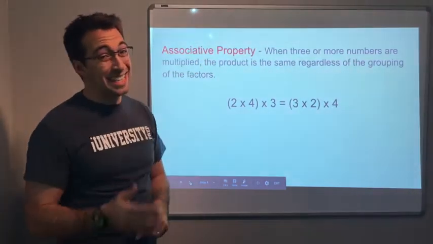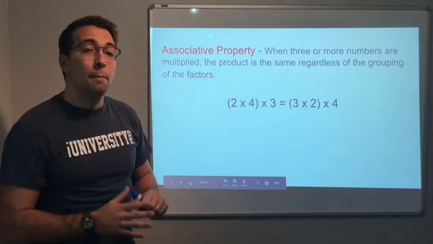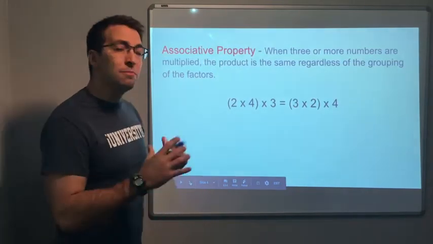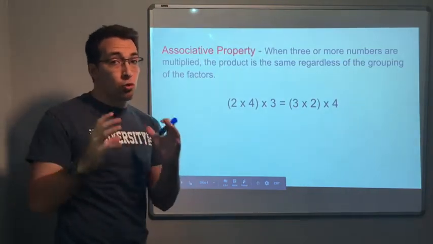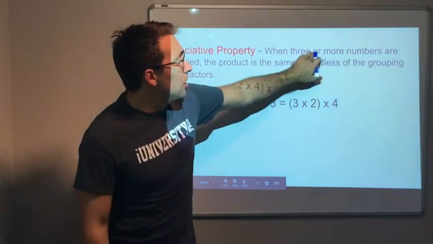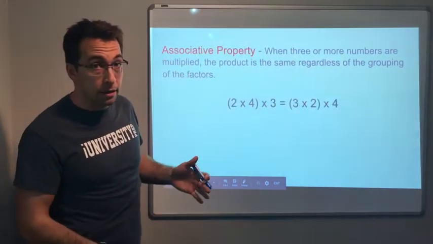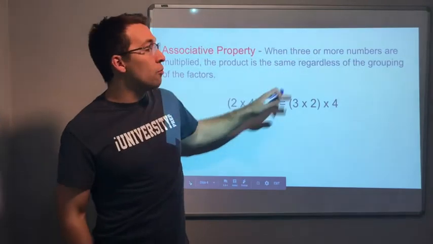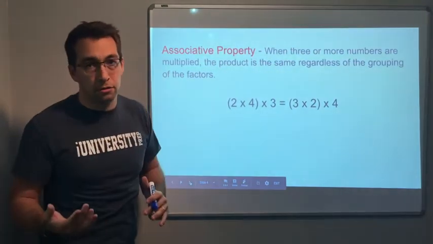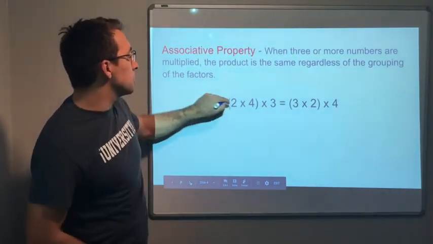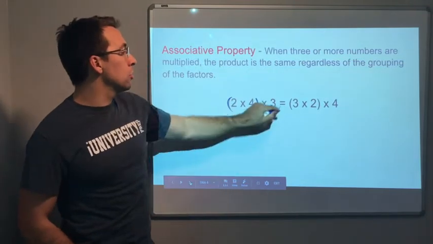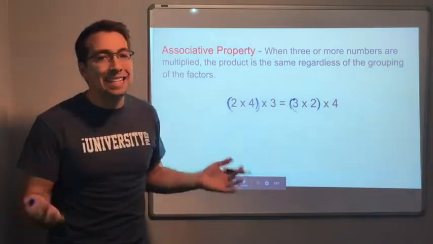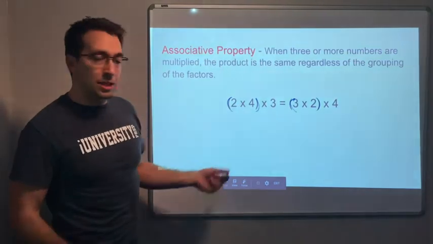Associative property. Okay, this is kind of similar to the commutative, but it's different in that sometimes you will have parentheses, you'll have groupings, okay? When 3 or more numbers are multiplied, the product is the same regardless of the grouping of the factors. So you could group 2 times 4, or you could group 3 times 2. It doesn't matter. Just like the last time.